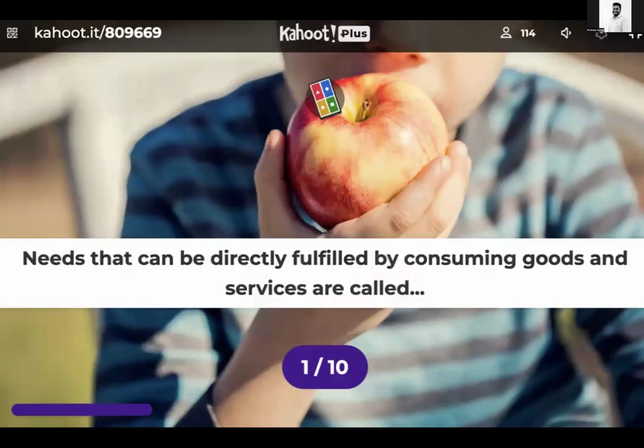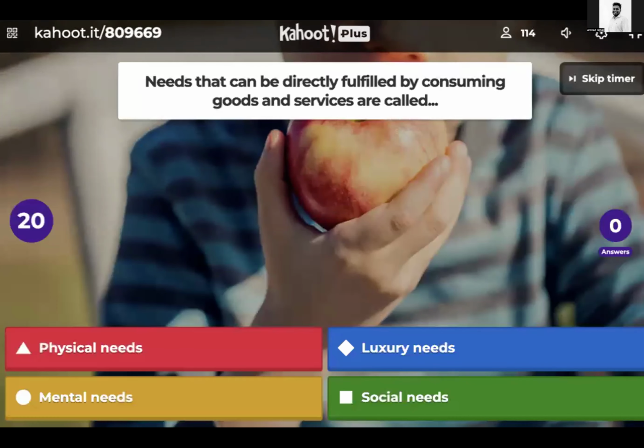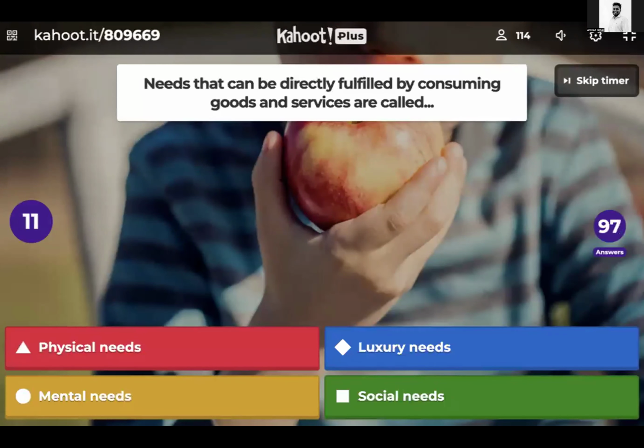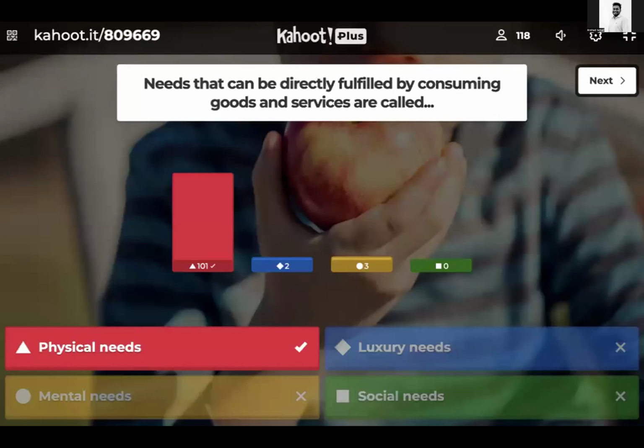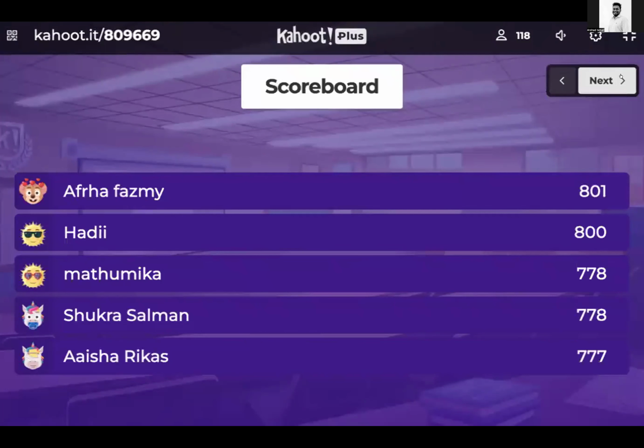Question 1. Needs that can be directly fulfilled by consuming goods and services are called physical needs, luxury needs, mental needs, social needs. Needs directly fulfilled by consuming a good or service, that's what you call physical needs. Wow, 100 of you have got it right. Very few of you got it wrong. Brilliant. Okay, that's the leaderboard for now.